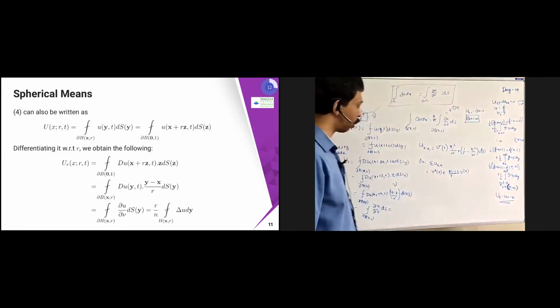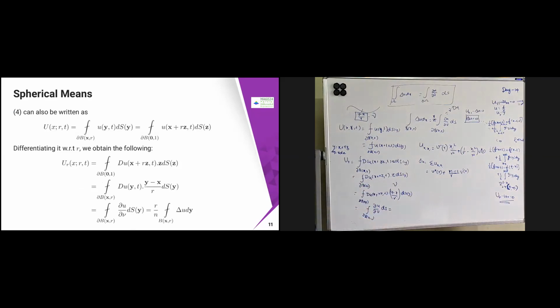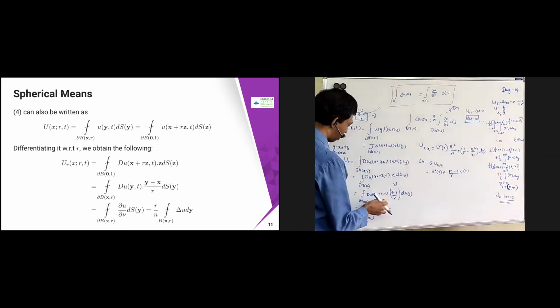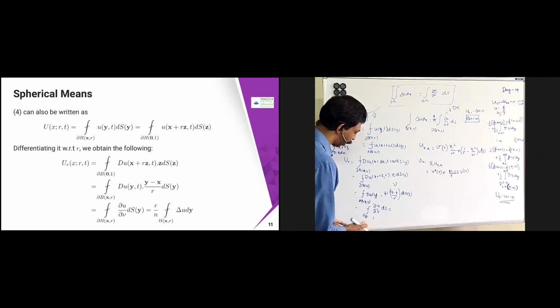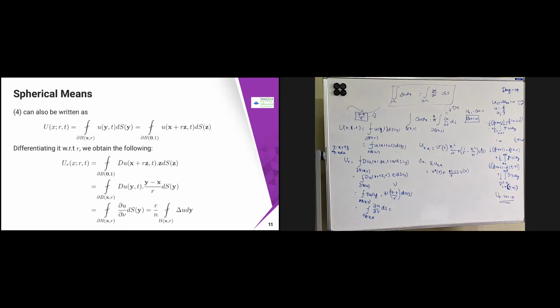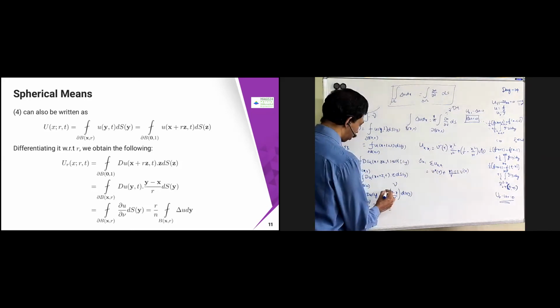If I transform it back to the integral, I am retransforming this one. Instead of x plus r z, this is going to become y, t, because I am resubstituting the same thing. This becomes dou B of x, r, and here also dou B of x, r. If you have any doubts, again, just ask. This is done, dou B of x, r.